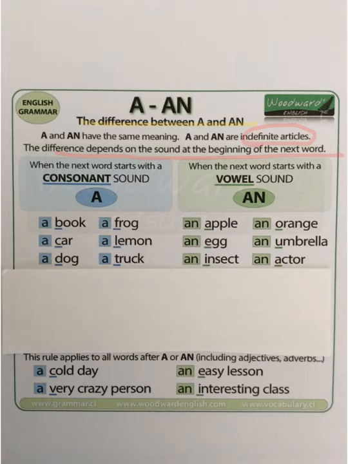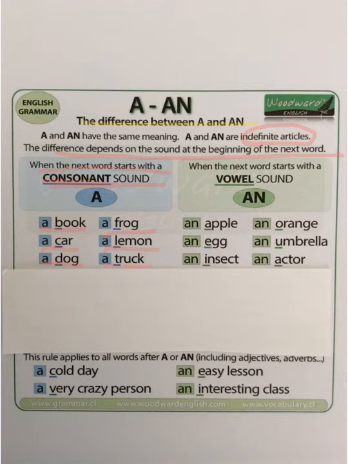Okay, and again, it's reminding us when the next sound starts with a consonant. Consonant, remember, is B, D, F, G, H. Then it's going to start with A. So we have a book, a car, a dog, a frog, a lemon, a truck.